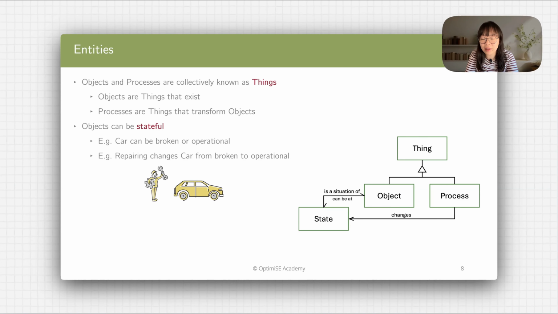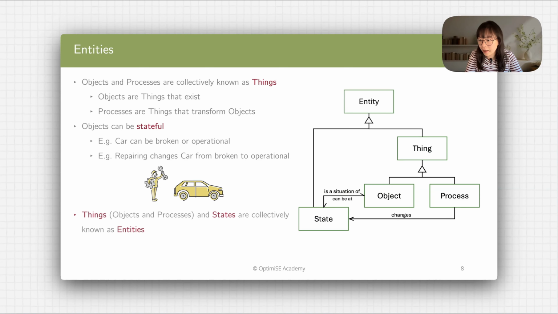As mentioned in the definition, processes are things that transform objects. And together, things including objects and processes and also states as well are collectively known as entities in OPM. And just in these few slides, you've already grasped half of OPM's minimal ontology, because as we said earlier, OPM's minimal ontology consists only of entities and links. Isn't that amazing? I hope you appreciate how simple OPM is, and despite how simple it is, it's still very, very expressive that allows us to model even the most complex ideas.